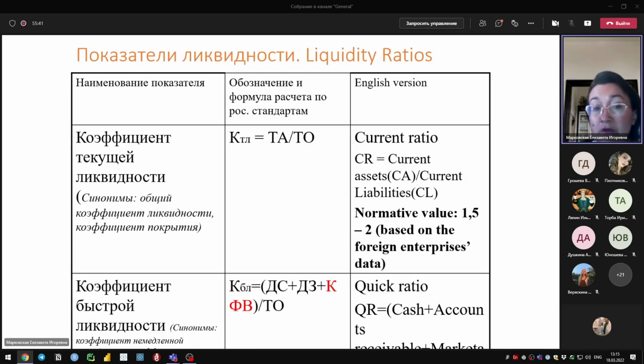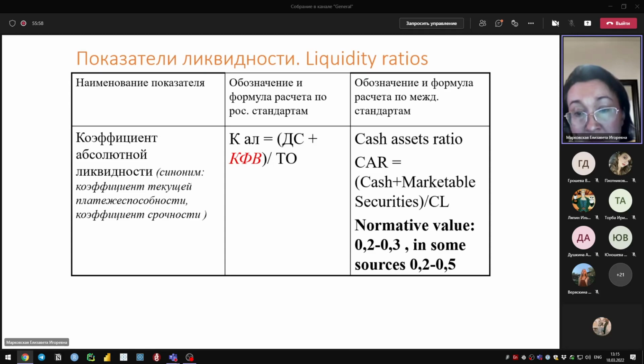So for these three most popular liquidity ratios, you can see the normative value, but please pay attention that it's based on foreign enterprises' data. And you may see the formulas, in the English version as well.